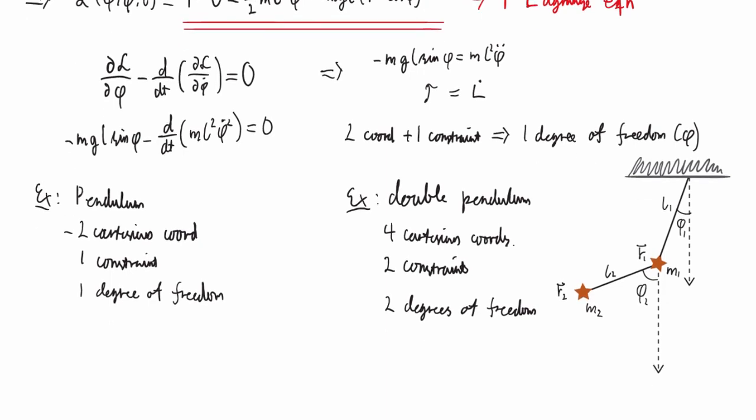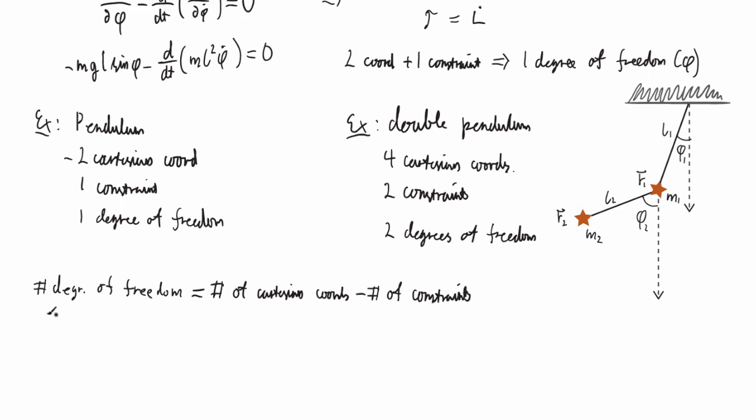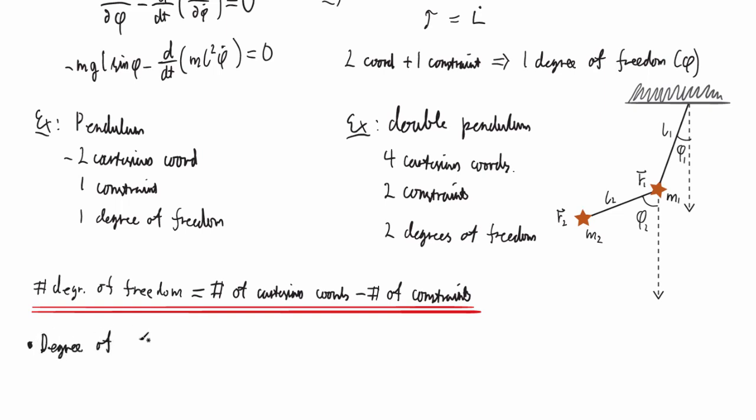Okay, so generally speaking, we can take the number of degrees of freedom equals the number of Cartesian coordinates minus the number of constraints. Okay. Now, degree of freedom is something I need to define more specifically. So here is my definition of degree of freedom.